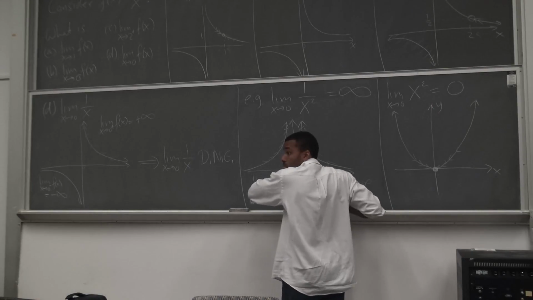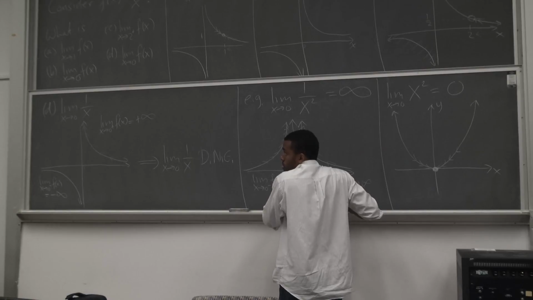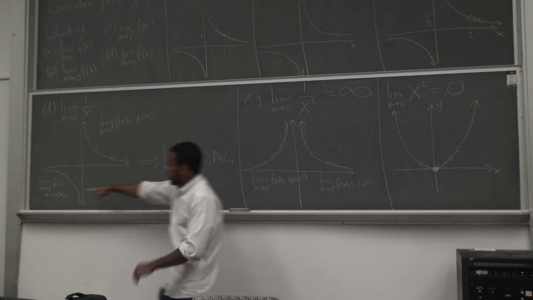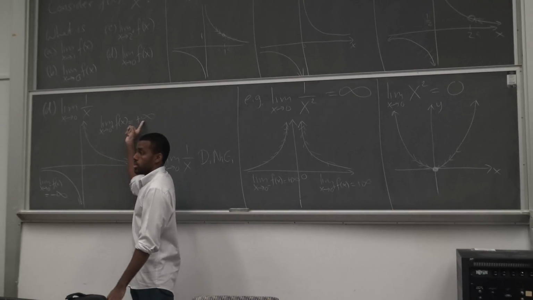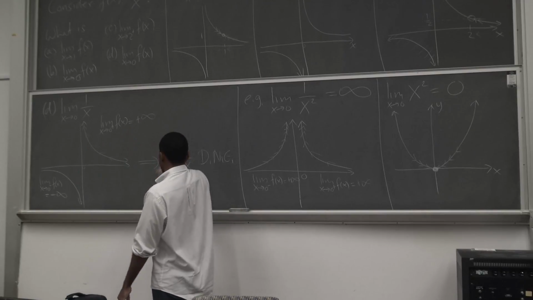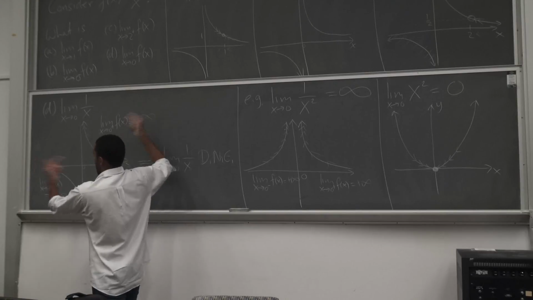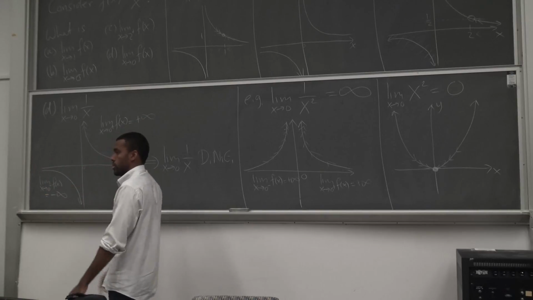Professor? Yes. For E, there's no... does not exist. Yeah, does not exist because they're both going in opposite directions. It's because the left and the right do not give the same answer. When they're never the same, it's just left and right. In order for the overall limit to exist, both the left and right side must have an answer, and they must be the same answer. Oh, okay.